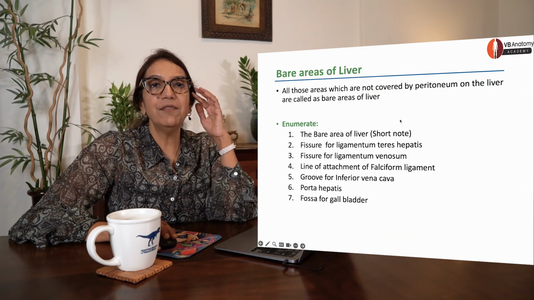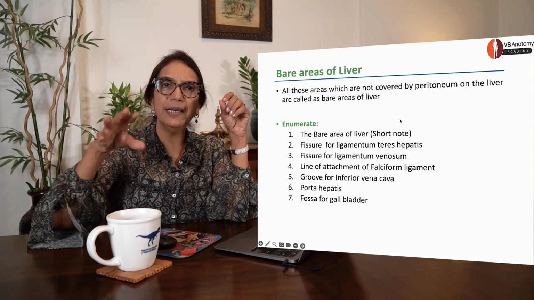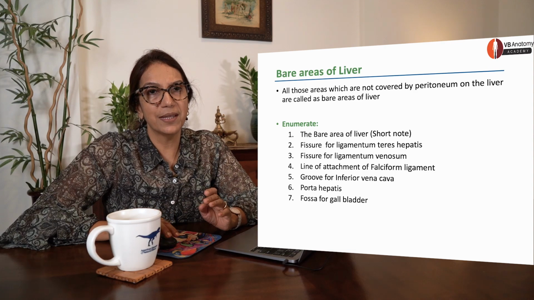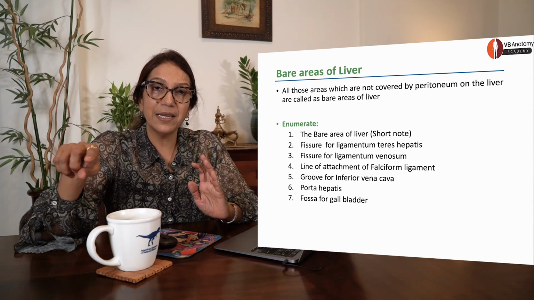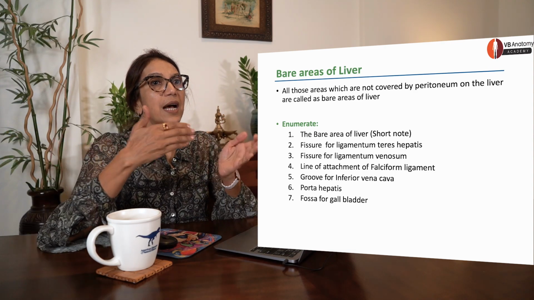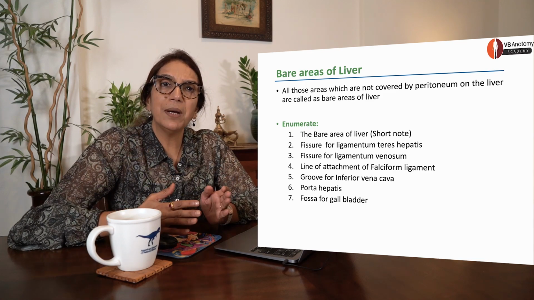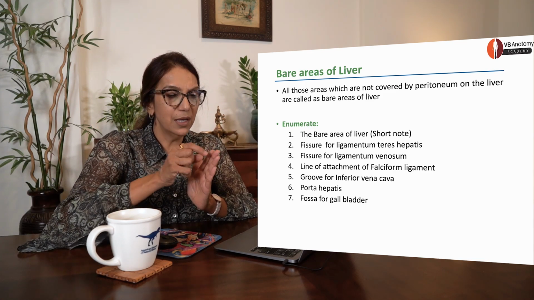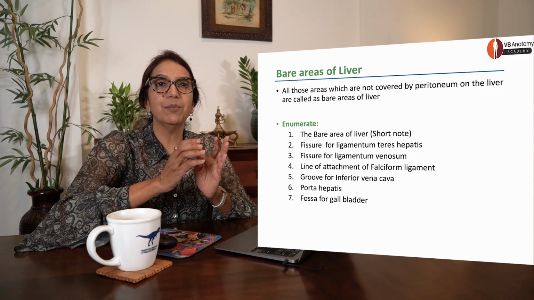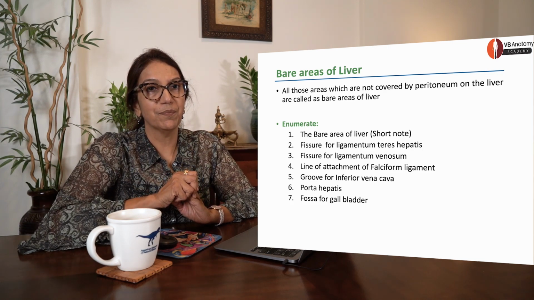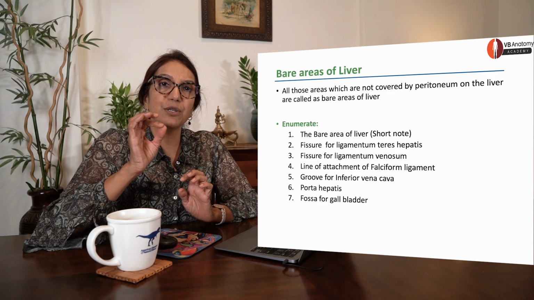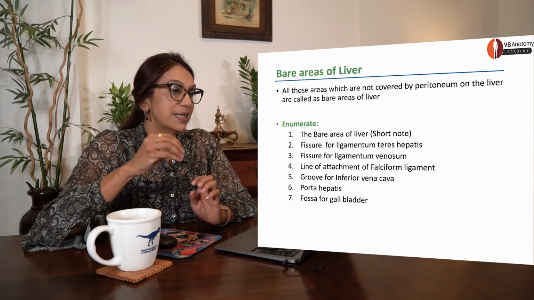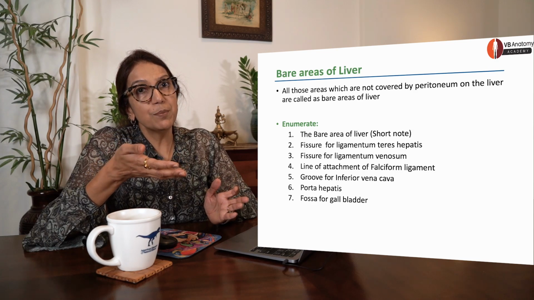So with this, we have done quite a bit. We have just barely touched on this bare, that bare. Let's put all the bare areas together, starting with the bare area, which comes as a short note, and the other bare areas. What do we mean by that? Whenever peritoneal folds come together on the liver, a small gap remains between them, which is non-peritoneal. Okay, this small gap, which is non-peritoneal, is the bare area. Okay, so where will you find such bare areas?